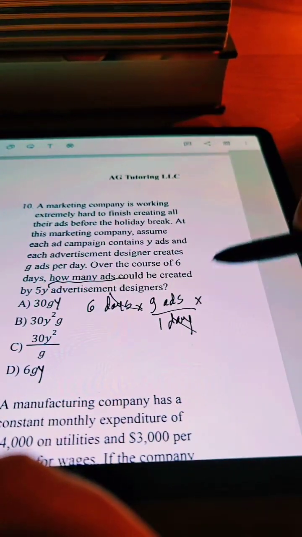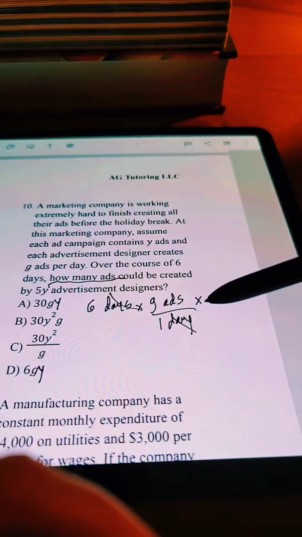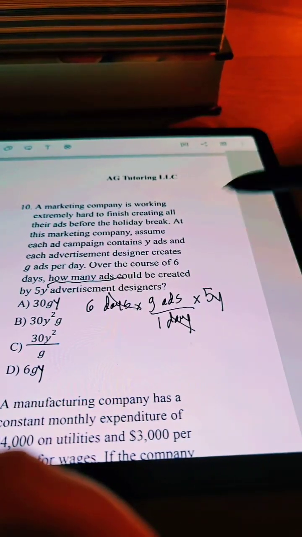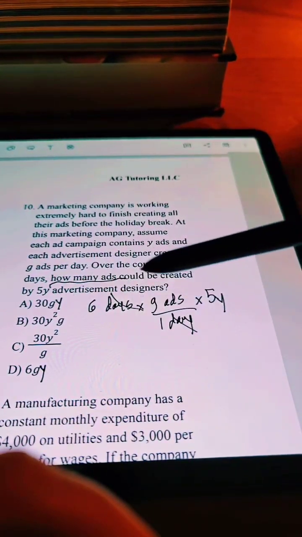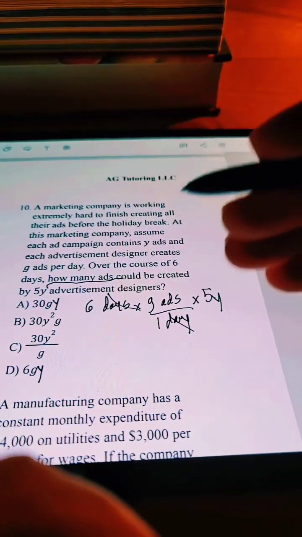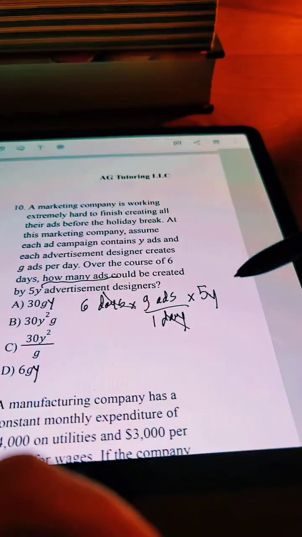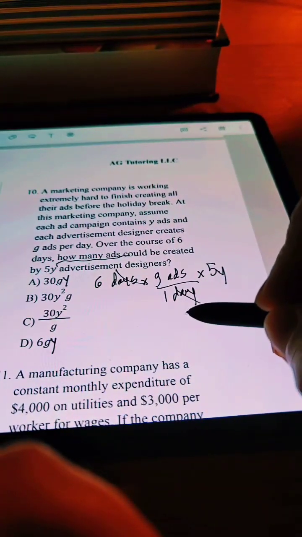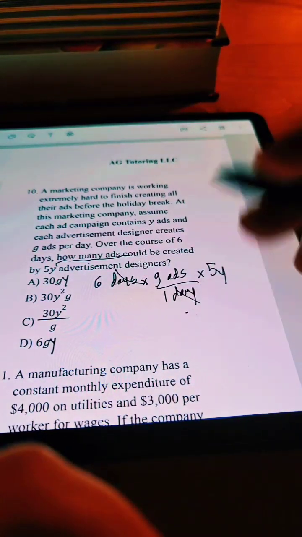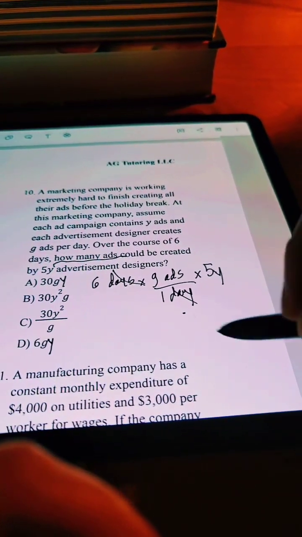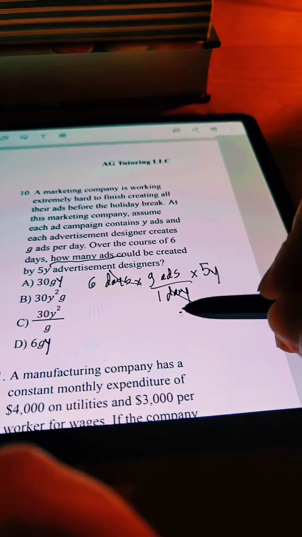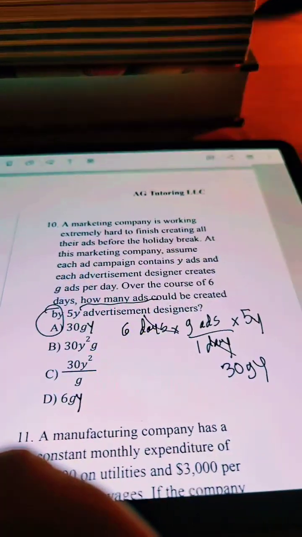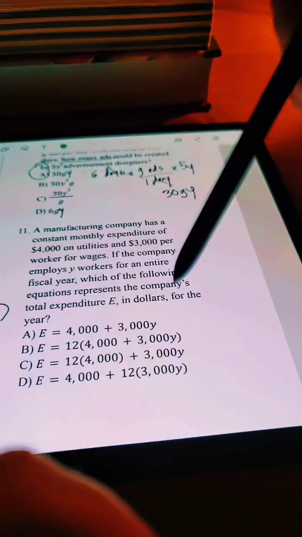So, G ads for every 1 day, and then we're going to say that there are 5Y ad designers, so we have to multiply that, because this is representing what the ads would be from one designer over the 6 days, so we have to multiply that by 5Y. So yeah, I did write that correctly. Okay, so then we just have to multiply across, and technically you could say divide by 1, but it doesn't really matter, because dividing by 1 does nothing. So then it would be 30GY, which is just A.